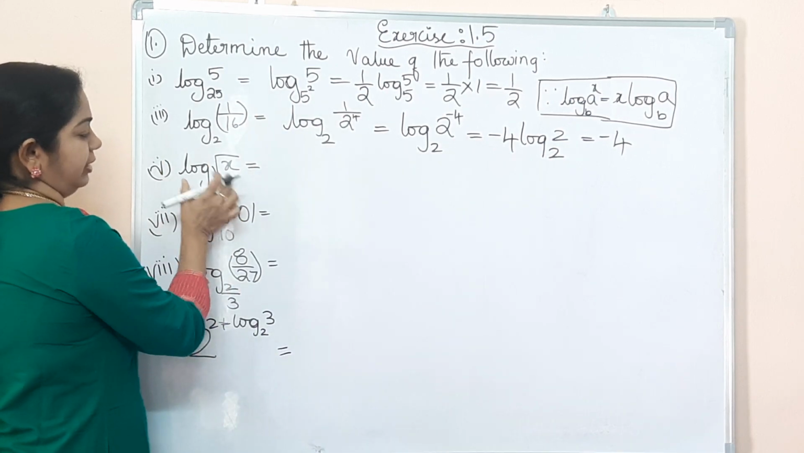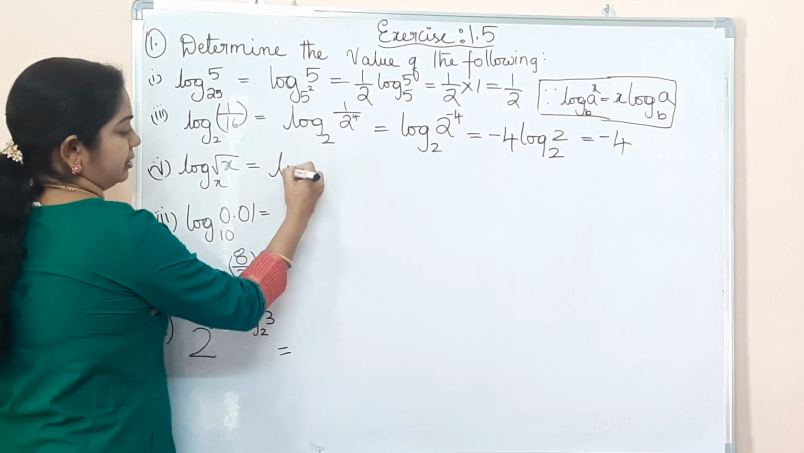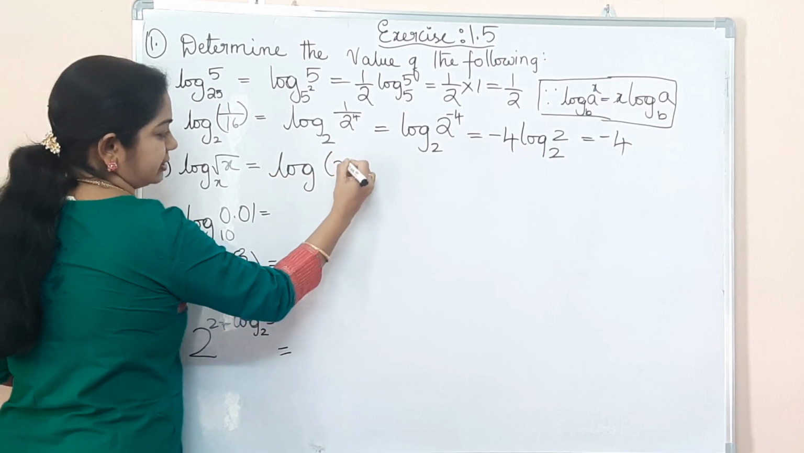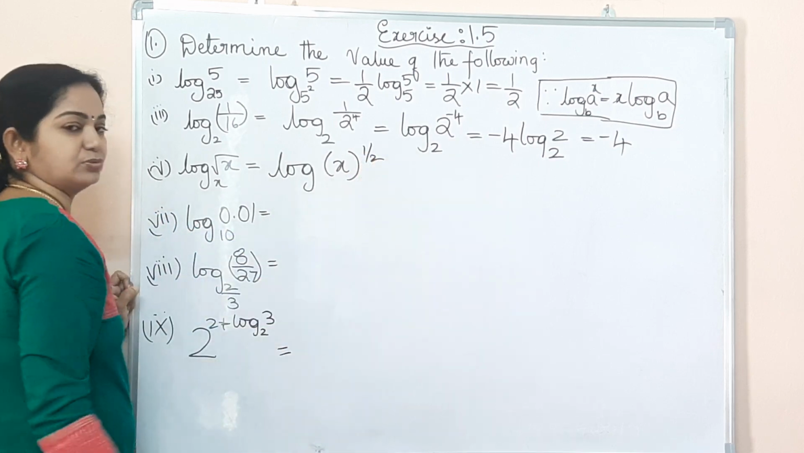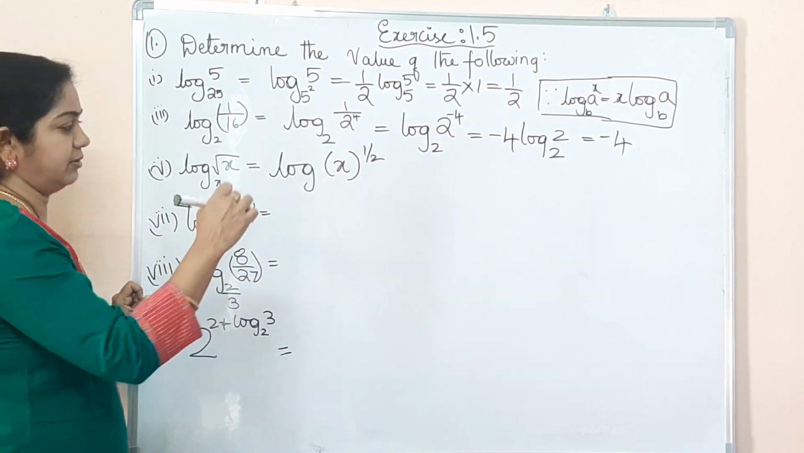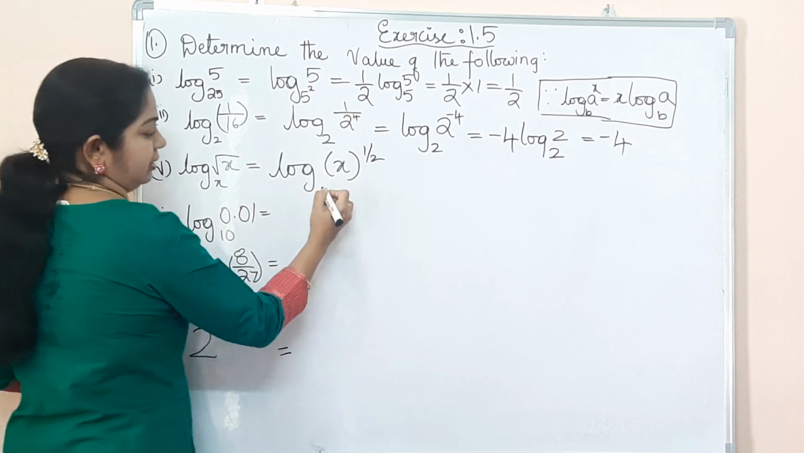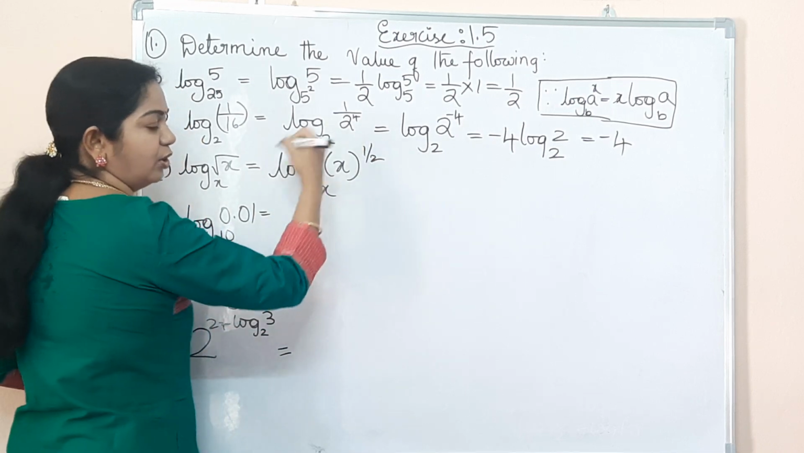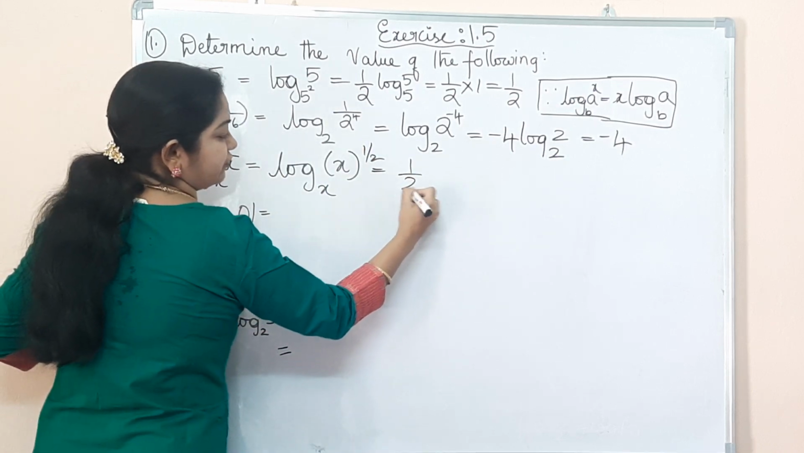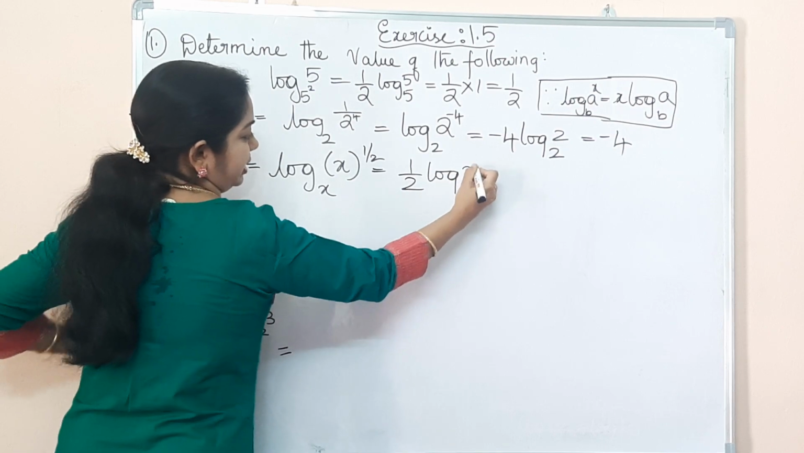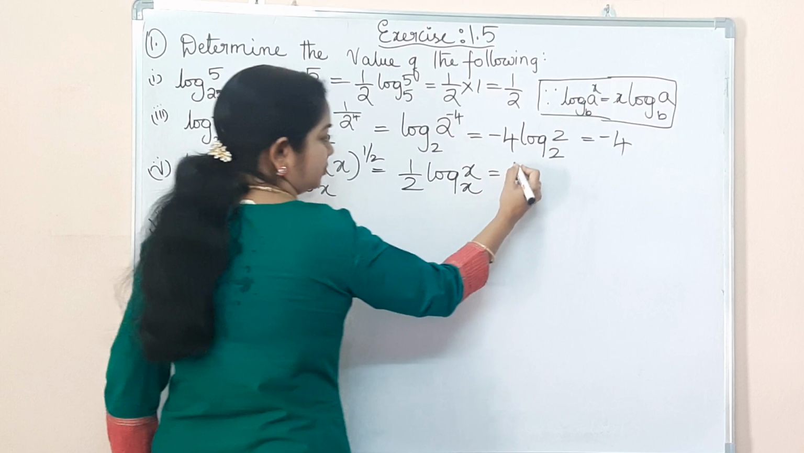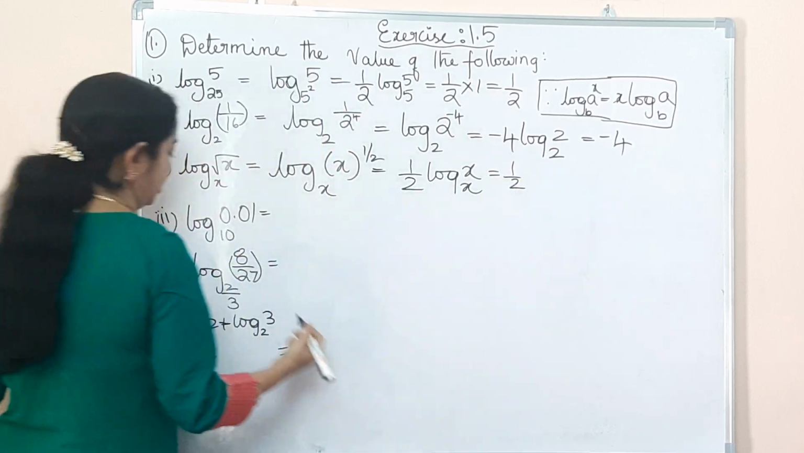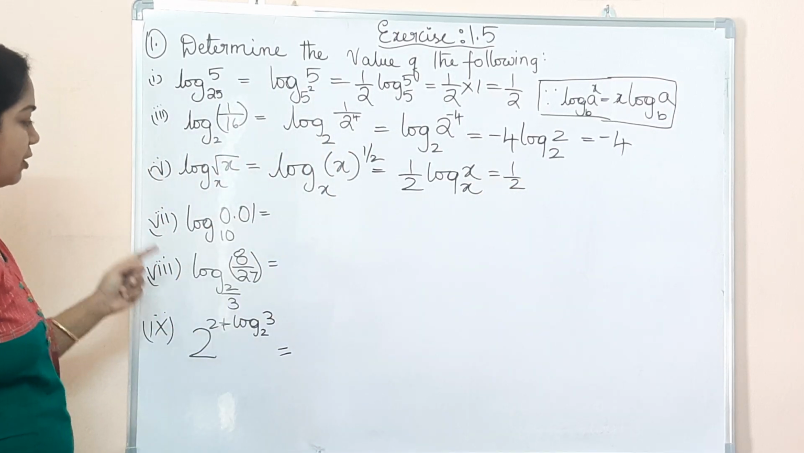The next one. Here, it is in the square root form. Let me write it in the exponential form. Square root means 1 by 2 exponent. If it is a cube root, it is raised to the power of 1 by 3. Now, here again the rule of power. It comes to the front, log x base x. Now, this is completely 1. Half into 1 is just half. Now, let's see the next problem.